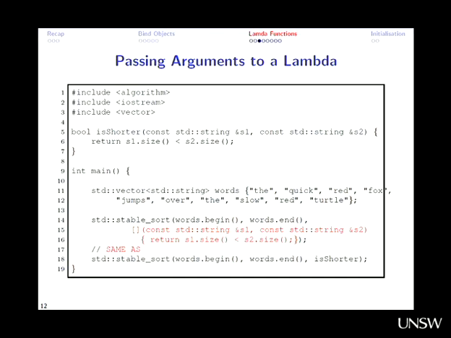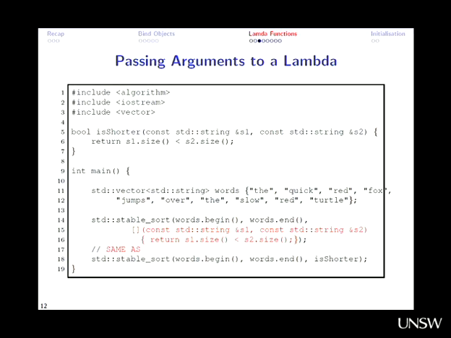The traditional way in which you might have done this, you might have written a function called isShorter and said, pass in string 1, pass in string 2, return string 1.size less than string 2.size. You might have done that. And you might have called std::stable_sort, words.begin, words.end, and passed through a reference to a function. You might have done that as a function object.